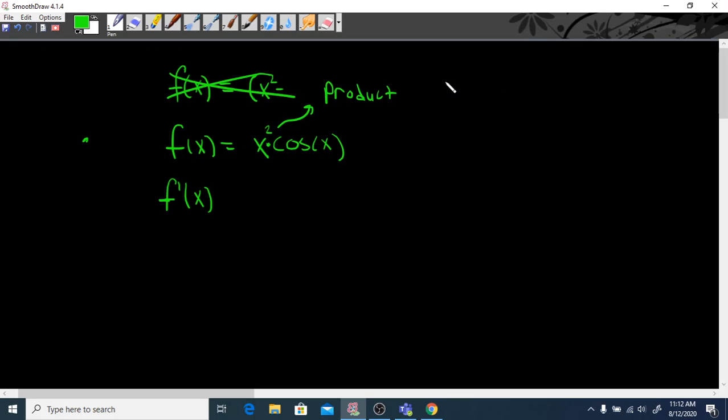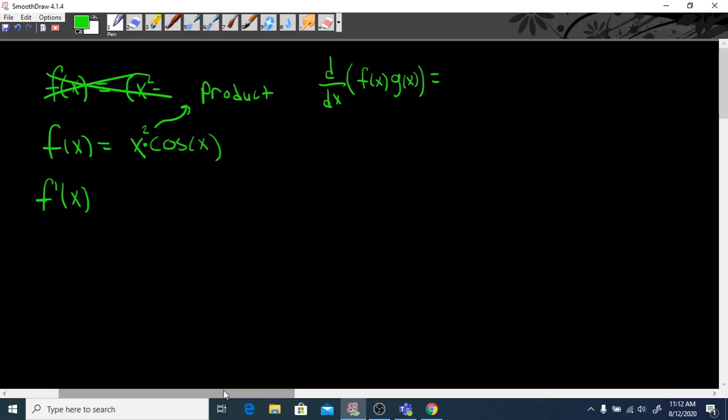And I'll write that down now. So the product rule says that if you take the derivative of a function that is actually two functions being multiplied, that we're gonna have the derivative of the first one times the second one plus the first one with no derivative times the derivative of the second one. Okay, so there's the product rule.